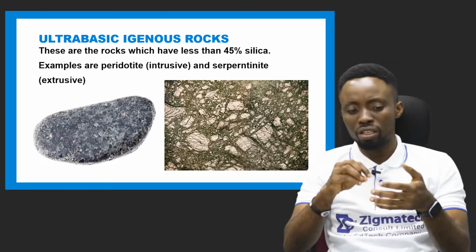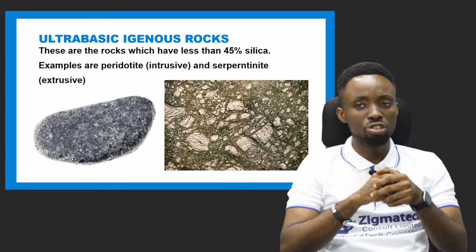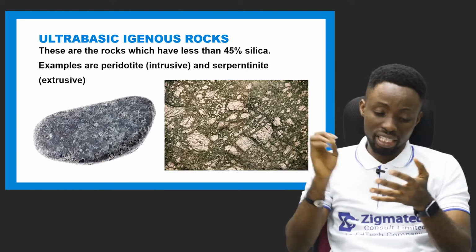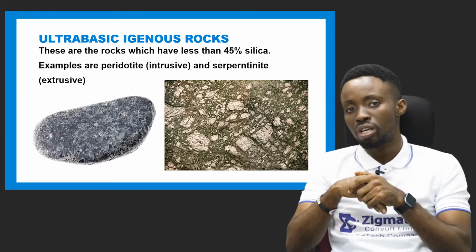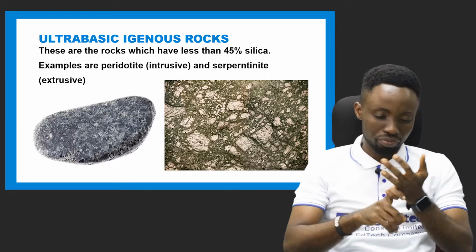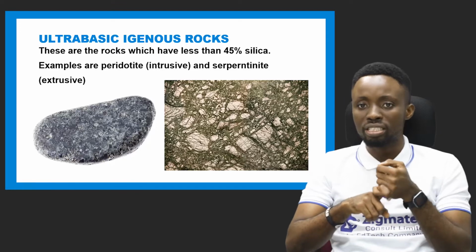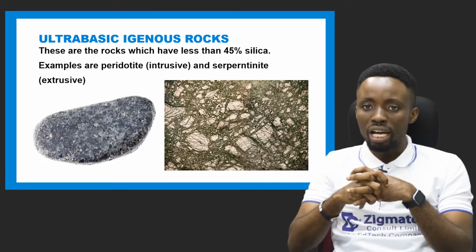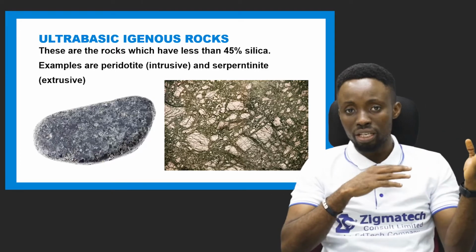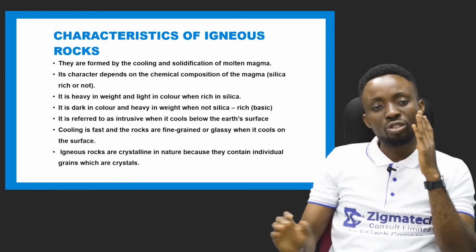Then we have the lowest in silica. We call it the ultra basic igneous rock. Now they have a silica composition of less than 45%, and examples are serpentinite and peridotite, and they are usually dark and denser when you compare them to the intermediate and the acid igneous rock. So let's look at the characteristics of igneous rock.